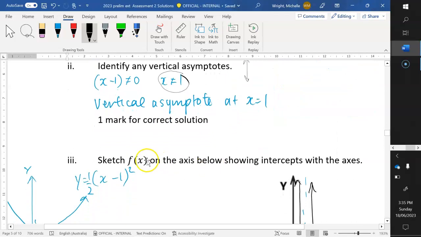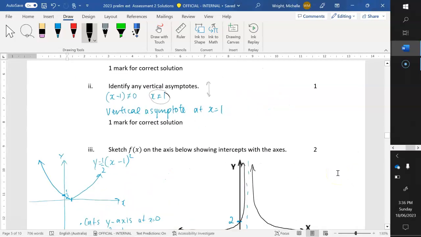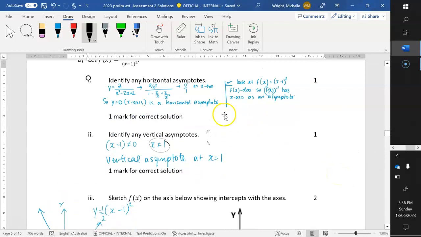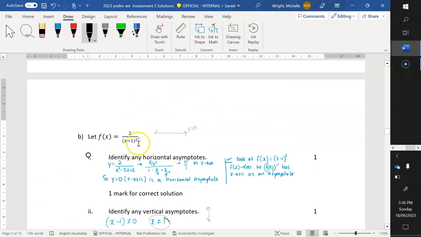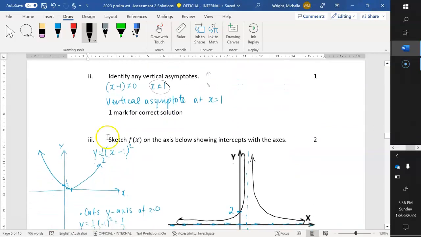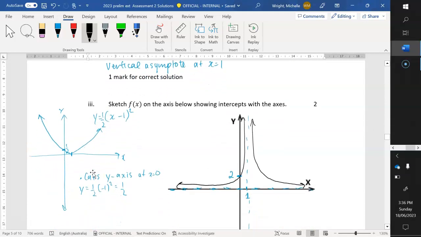Now, it says sketch the function on the axes below showing intercepts with the axes. What I would have done, and people did various things, is draw the function on the bottom line to start with. It's probably the easiest way, to have a look at what a half of x minus 1 squared looks like. And that looked like this, and it cut at a half. Then we know our asymptotes, because we've asked those in the top 2 questions. We're going to have an asymptote at 1, and that's happening at 1 because we had a 0 at 1. We also have the x-axis as an asymptote.